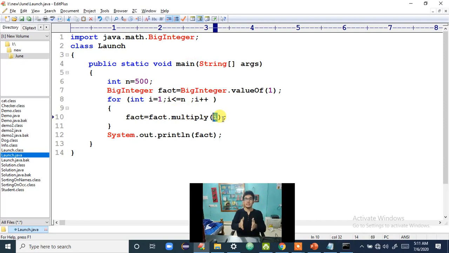I can only multiply a big integer and a big integer. So for multiply to happen, the left side should be what type? Big integer type. Is fact big integer type? Yes. I also should be what type? I also should be big integer type only. Is this I big integer type? No, integer type. So the question is, how do you convert this integer type to big integer type?